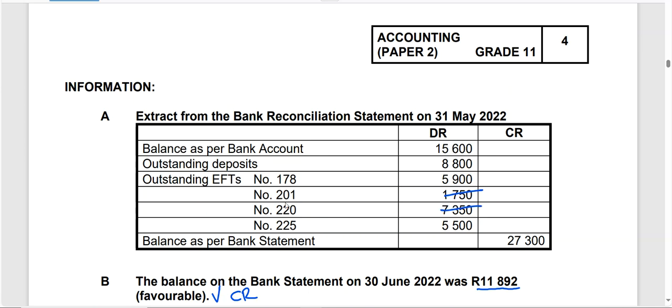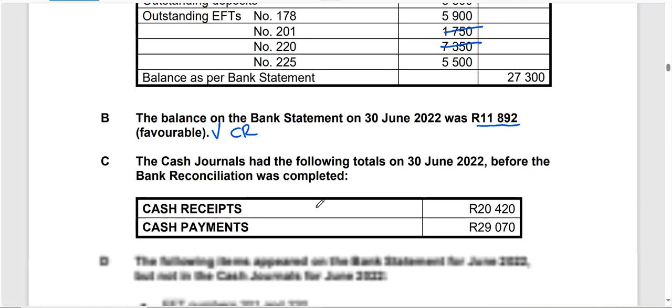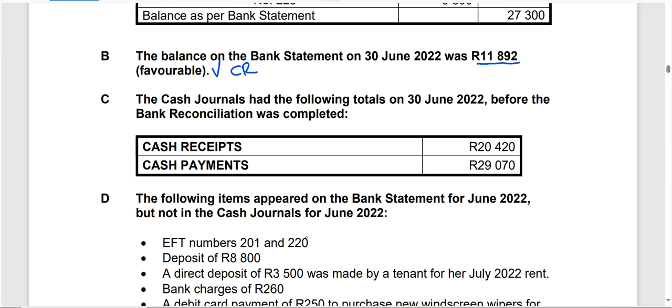So it means that once it appears on the bank statement, and also remember in the last month's BRS, we are telling them that these EFTs were appearing on the journals only, but they were not on the bank statement. So now the information appears both on the journals as well as the bank statement. So it means that there won't be a need for us to record them again. So this one has already been dealt with.